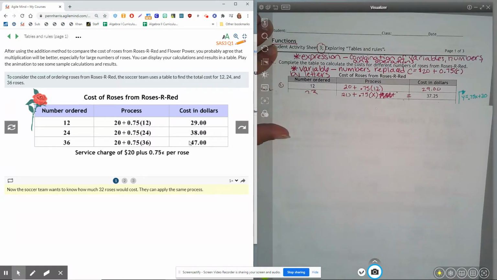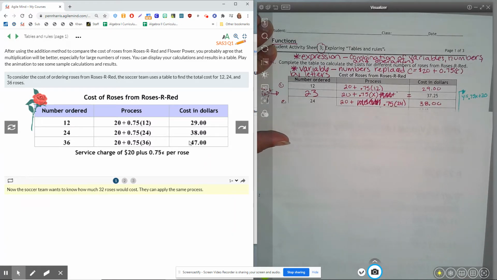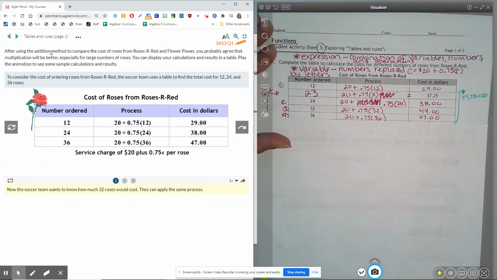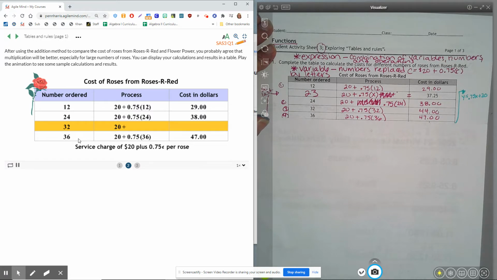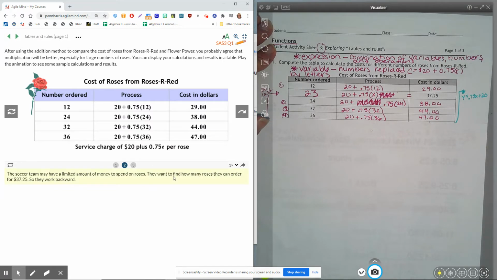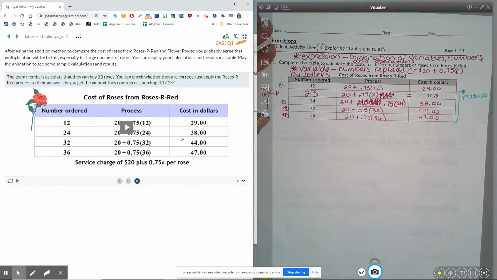So we have our 12 filled in. Be careful because we skip a line. We have 24. And then again, be careful because we skip a line down to 36. And they said, well, maybe we should get some more information. So let's also find out what 32 is going to cost us, and then let's go back and figure out how we're going to figure this out.